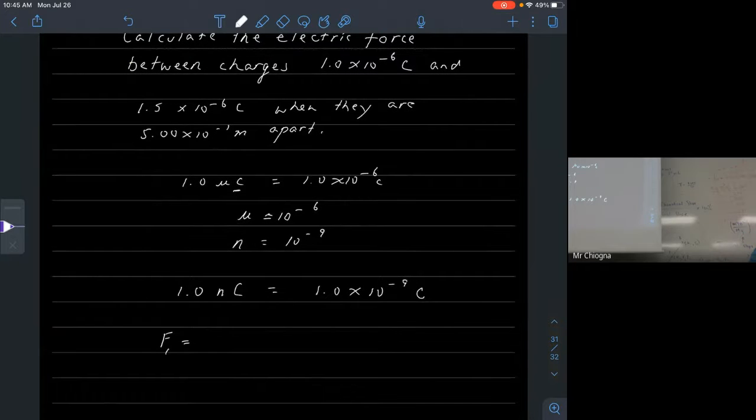Just so you know, you'll see me write down the same equation, but instead of Q1, Q2, I use big Q and little q. There's a reason for it, coming up later. Usually you don't have to. In this case, it doesn't matter which one you plug in for a big Q, but later on it's important. Big Q will be the central charge, usually the bigger charge.